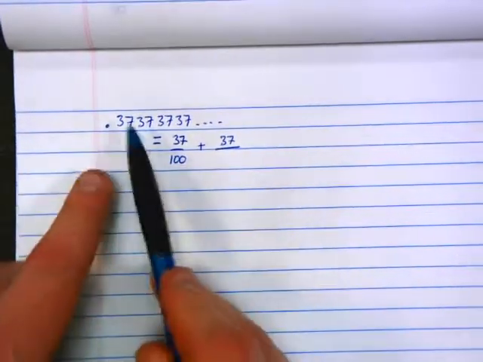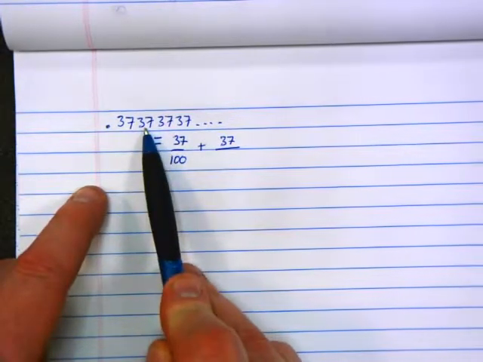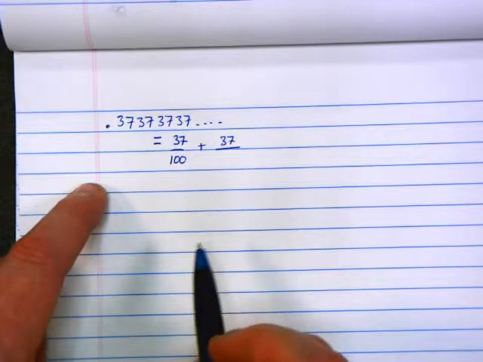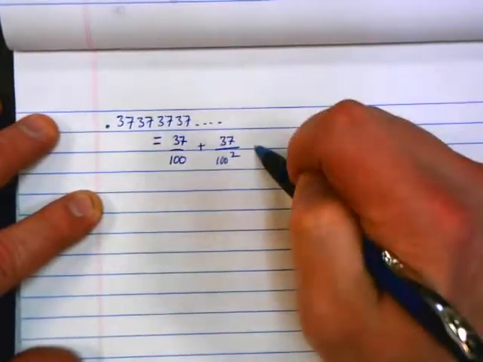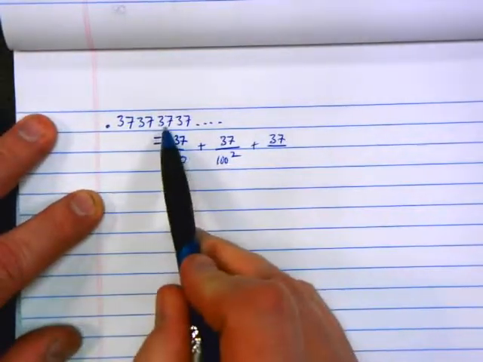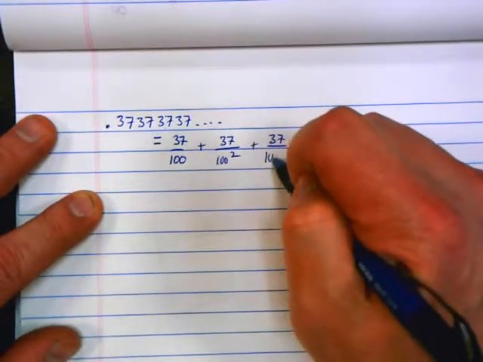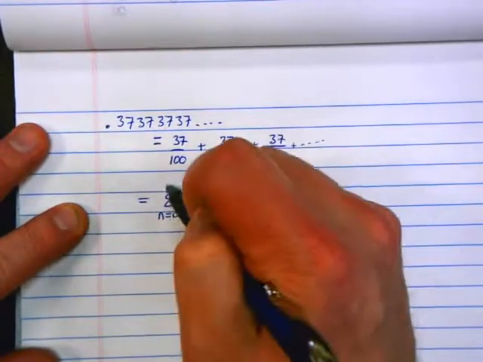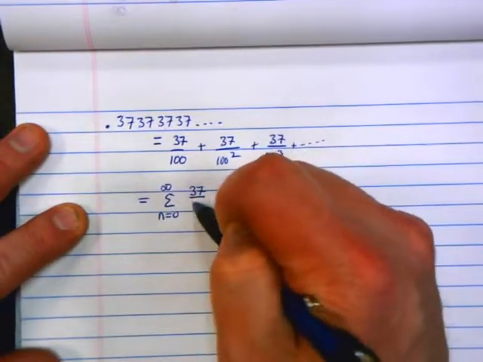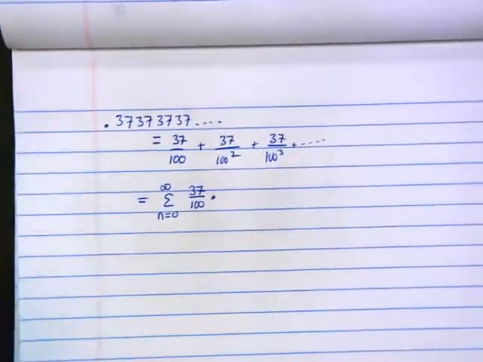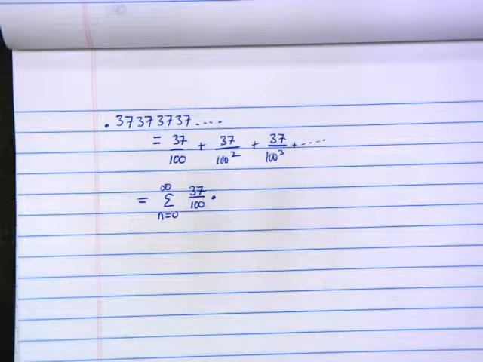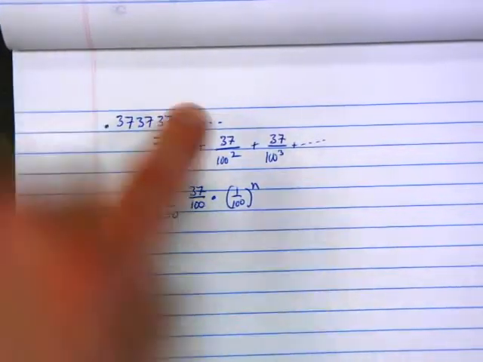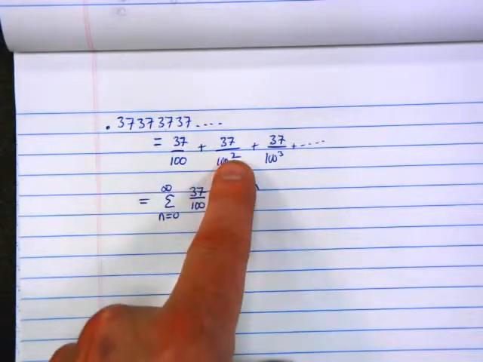What do I have to have on the bottom to get the next block of 37 into the right spot? 10,000, which is 100 squared, right? What do I have to have for the next 37 to get it into the right spot? 100 cubed. And we keep going. So this is the sum from n equals 0 to infinity of 37 over 100 times, and then what am I multiplying by each time? 1 over 100 to the n. My first one is 37 over 100, and then each time I multiply by 1 over 100. I go 100, 100 squared, 100 cubed, so on and so forth.